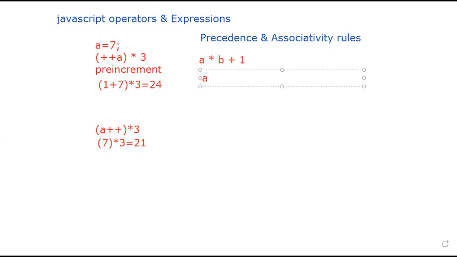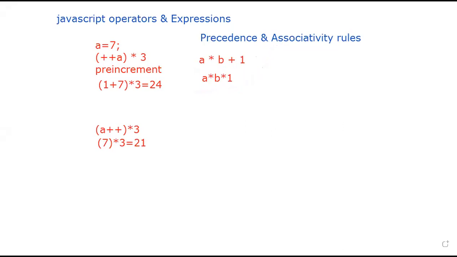Now what about associativity? Suppose I have an expression like A into B into 1. Here you can see that in the expression there are the same type of operators, so we don't know where to start and which operation we have to evaluate first. When in an expression the same type of operators are followed by operands, you have to follow the associativity rules.